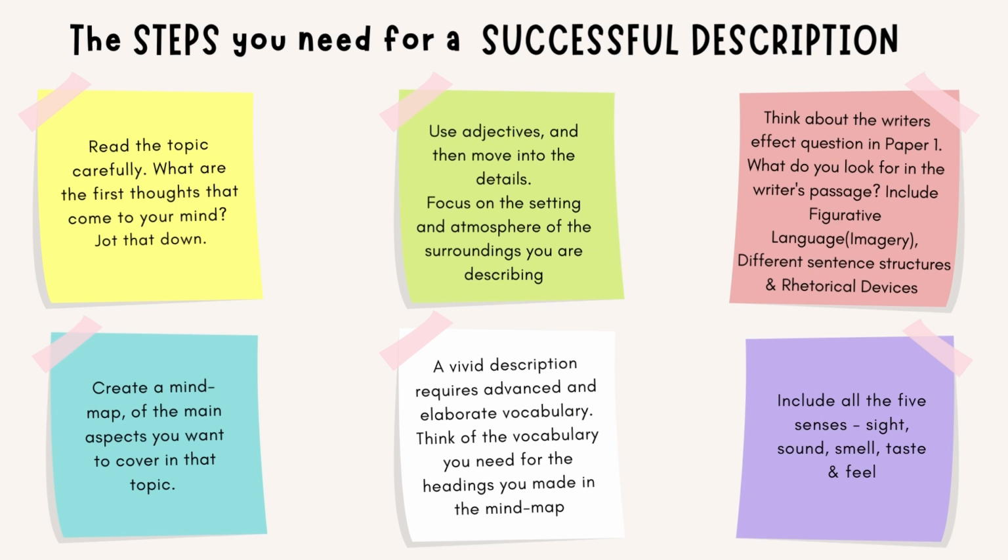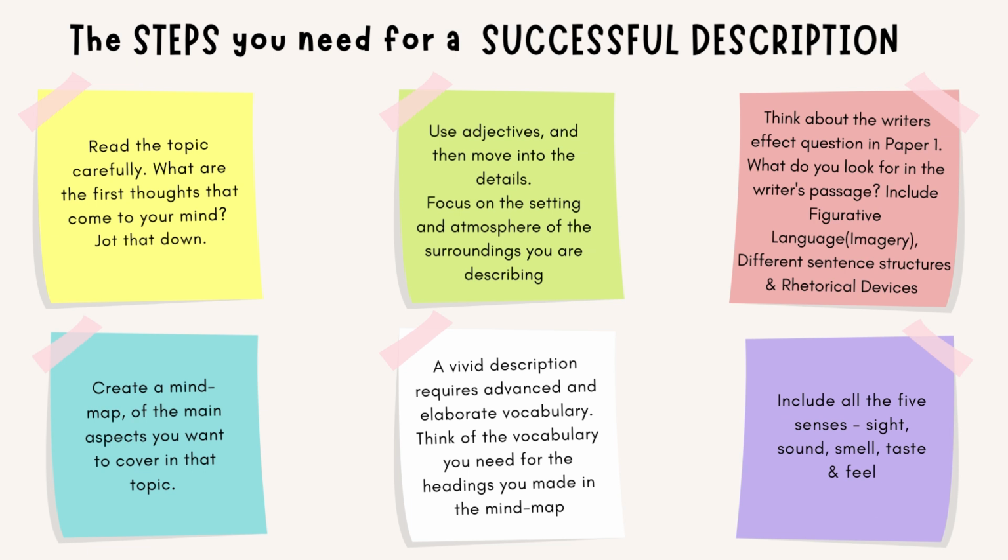Firstly, you read the topic carefully. What are the first thoughts that come to your mind when you read that topic, and jot that down. It would be better if you create a mind map of the main aspects you want to cover in that topic. You can use adjectives and then move into the details. You must also focus on the setting and atmosphere of the surroundings that you are describing.